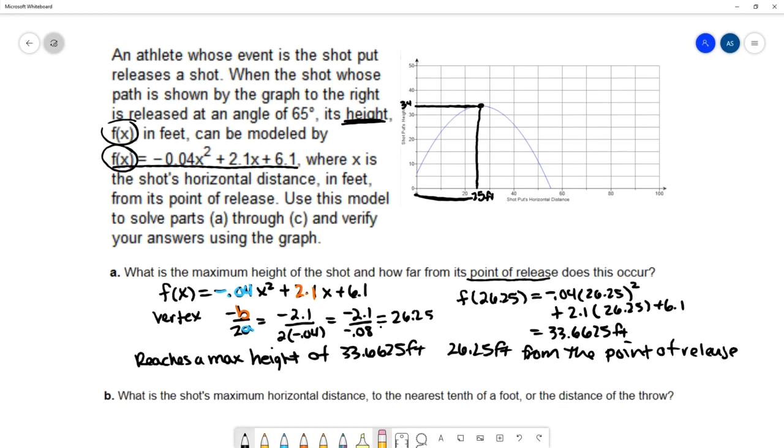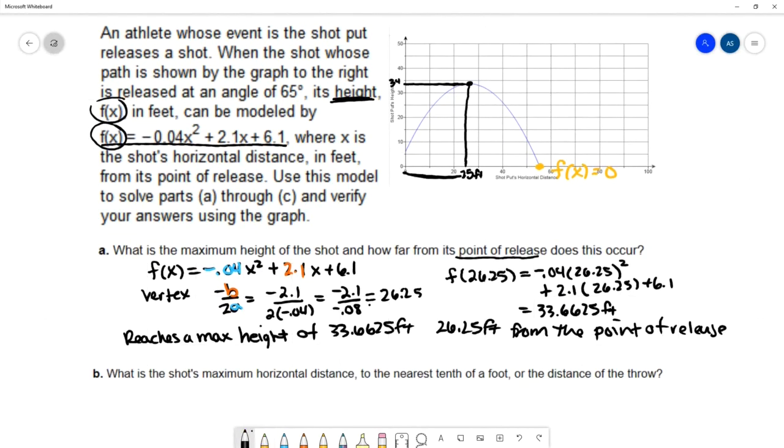To solve it algebraically, the end of our throw is going to be when it hits the ground. That's when the height is equal to 0. So we can find the maximum distance of the throw by setting our function equal to 0. So we're going to solve f of x equal to 0. That's negative 0.04x squared plus 2.1x plus 6.1 equal to 0.